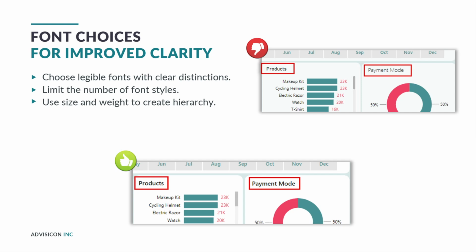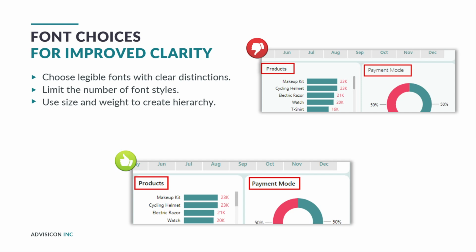For example, you can choose a primary font for headings and another for body text, and you can ensure that the fonts complement each other and create a unified visual style. Use size and weight to create hierarchy. You can utilize font size and weight to establish a clear hierarchy of information.